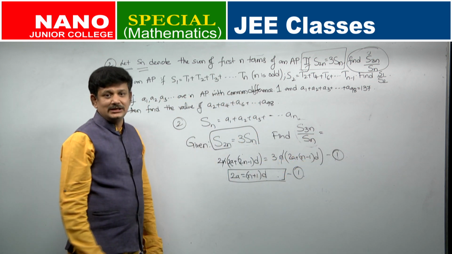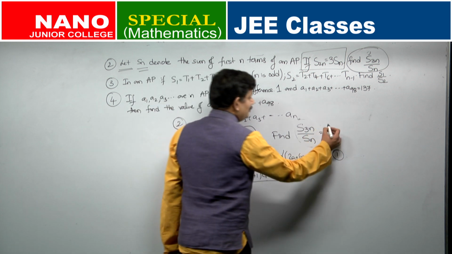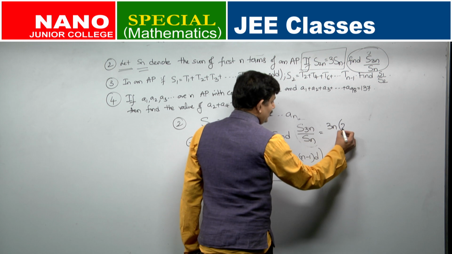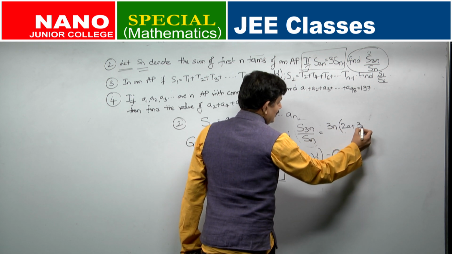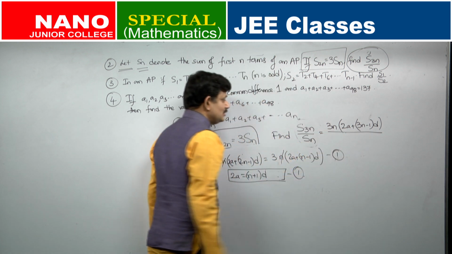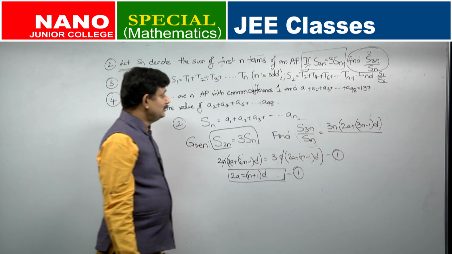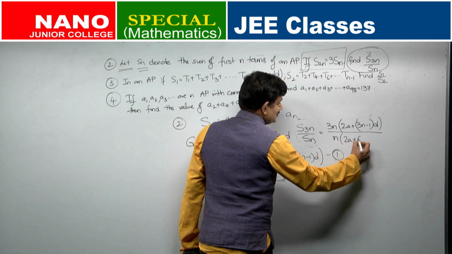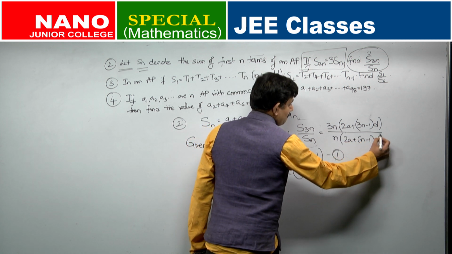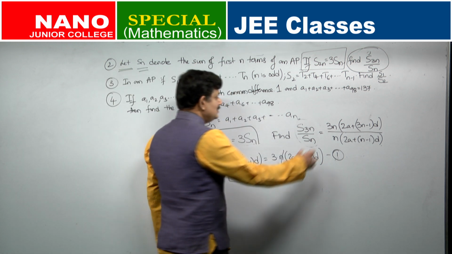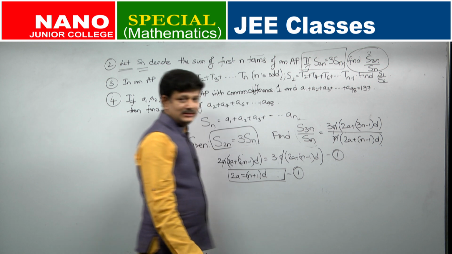S3n divided by Sn, yes or no? S3n, what will it be? 3n into 2a plus, in place of n it will be 3n, 3n minus 1 into d, sum to 3n terms of an arithmetic progression, divided by Sn, what will it be? n into 2a plus n minus 1 into d. Okay. So, you can see n and n getting cancelled here.